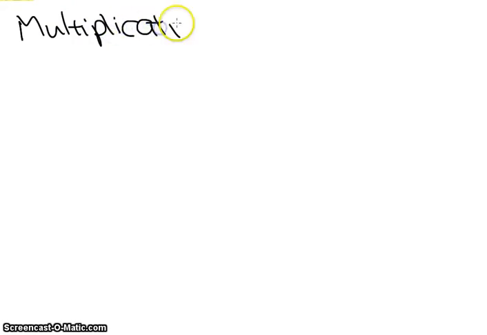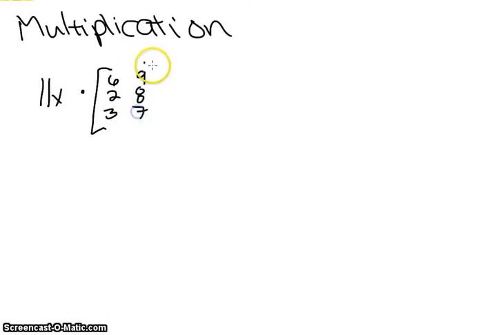So now we'll move on to the multiplication. Now for multiplication there really isn't any sort of rules. You kind of just distribute the number that you're multiplying the matrix by throughout the matrix, and then you'll get your product. So let me do a little example because it's easier to show you. We'll have 11x multiplied by 6, 2, 3, 9, 8, 7.